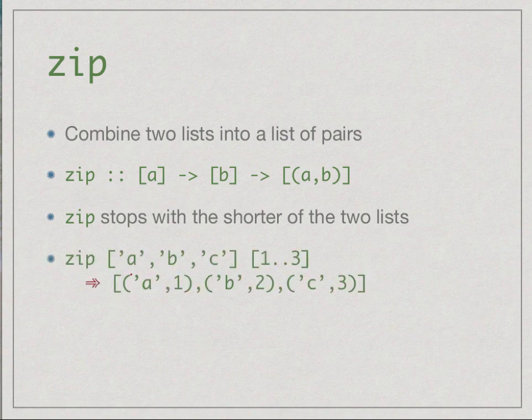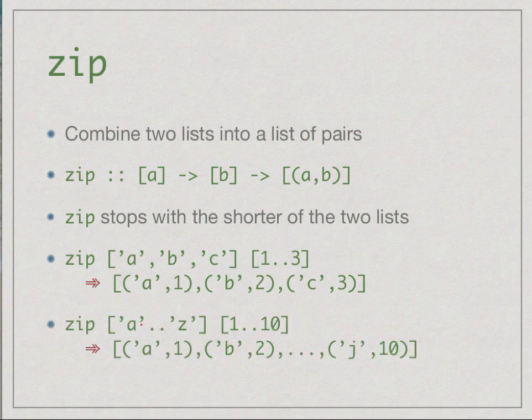So for instance, if I take a list consisting of 3 letters A, B, C and 3 numbers 1, 2, 3, then I get the pairs A1, B2 and then C3. On the other hand, if I ask for the zip of A to Z, which has 26 elements, with a list 1 to 10 which has 10 elements, then I only get a 10 element output, because once I reach j in the first list, I find that there is no pair for k because we have run out of elements in the second list. So zip will stop with the shorter of the two lists.